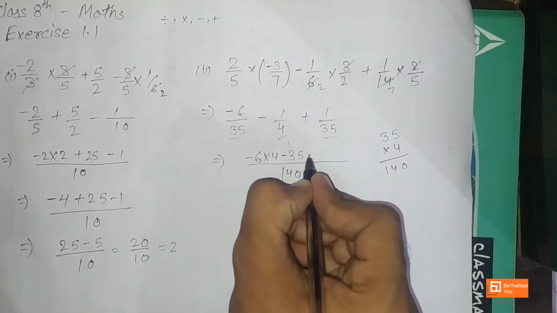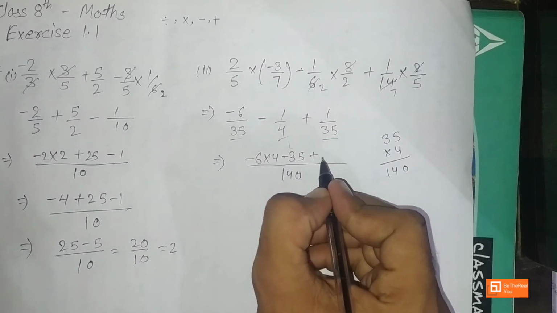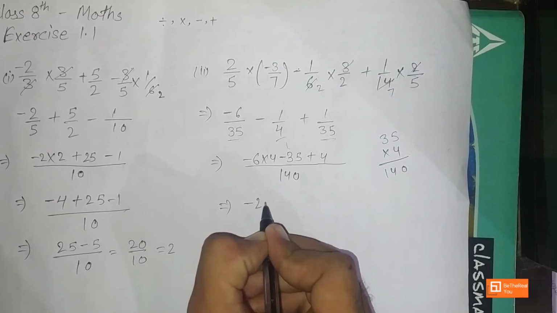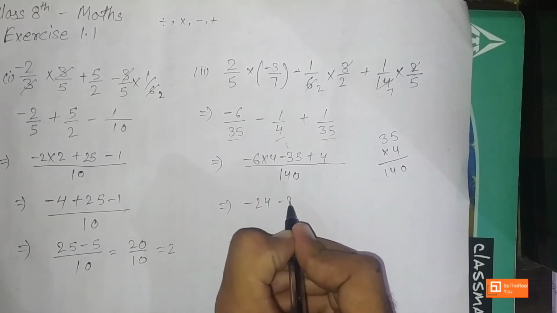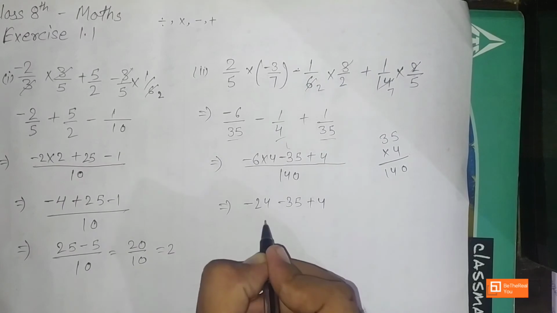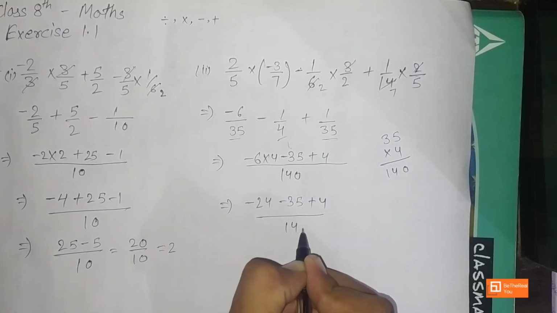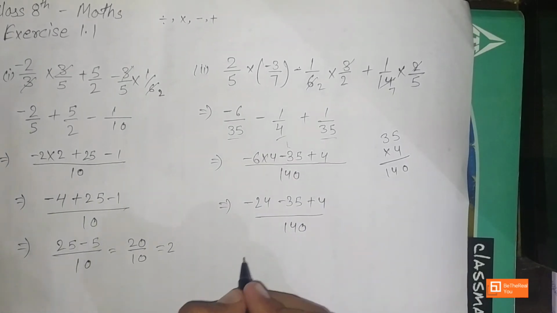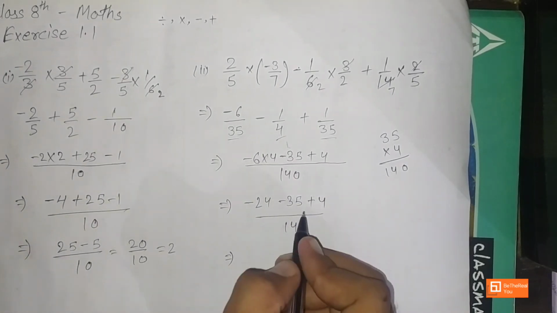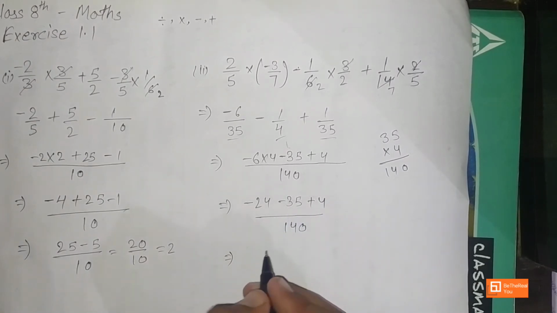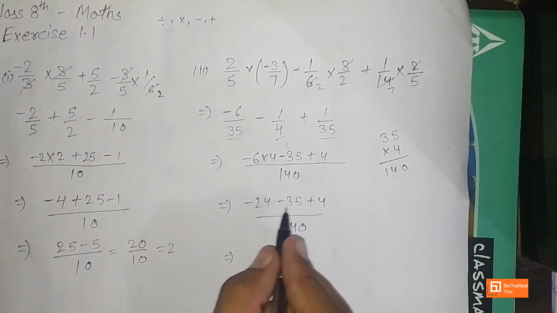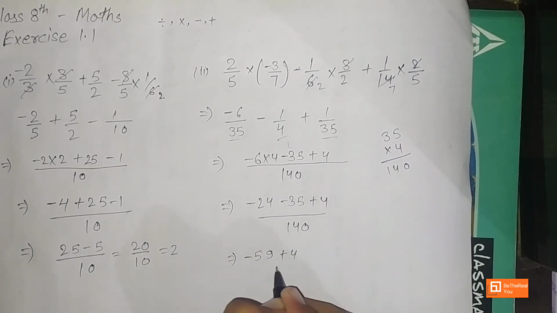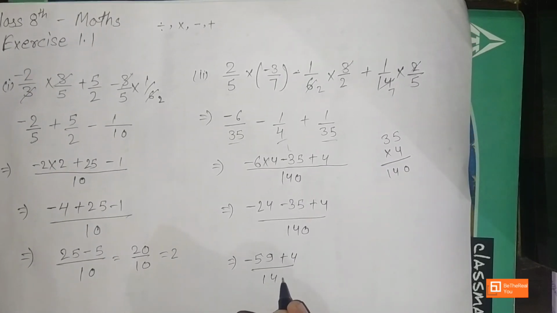Minus 35 plus 35, 4 is 140 plus 4. So we will have minus 24, 6 fours are 24, minus 35 plus 4 upon 140. So in the end we will add both of the minus numbers, 5 and 4, 9, 2, 3, 5 minus 59 plus 4 divided by 140.